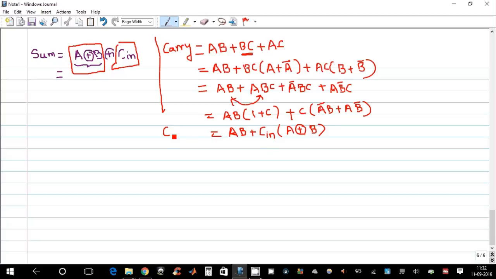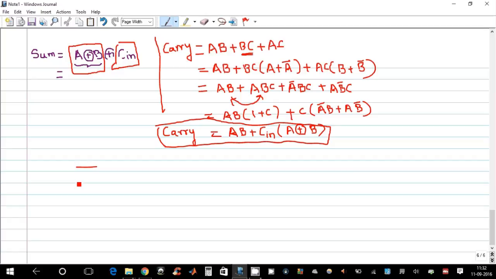So with this, why have we brought a term of A XOR B into the carry expression? Because this A XOR B is one of the outputs of the half adder. That's why we have brought this term A XOR B. So let us start realizing the full adder with two half adders.